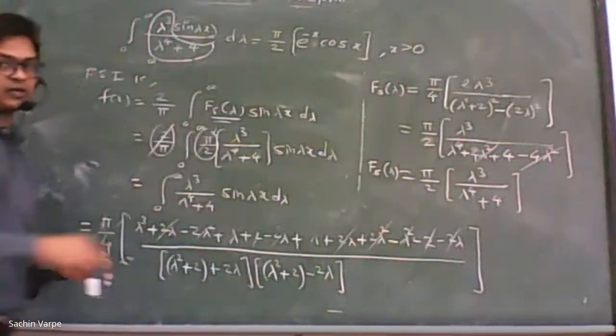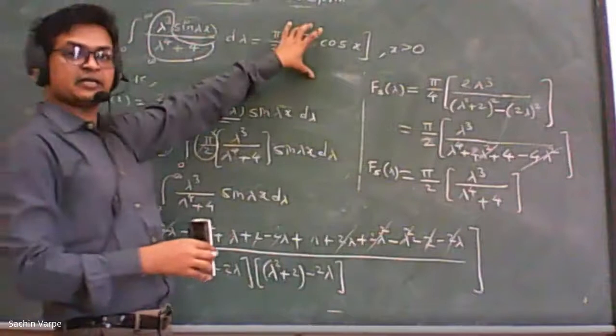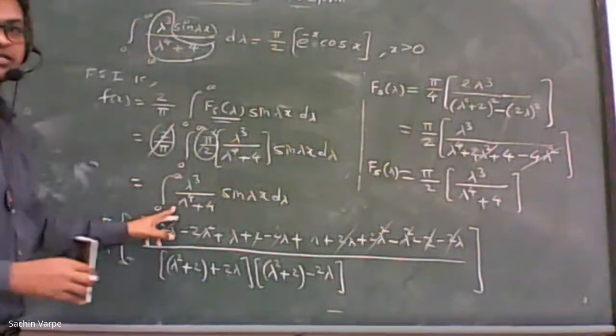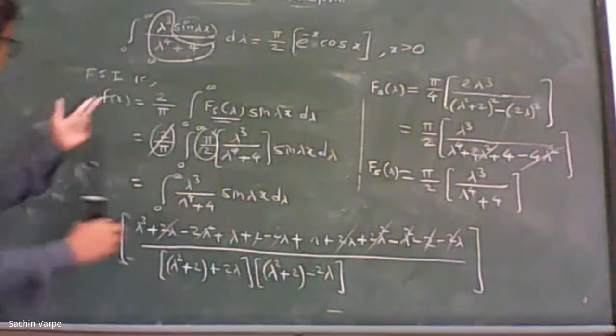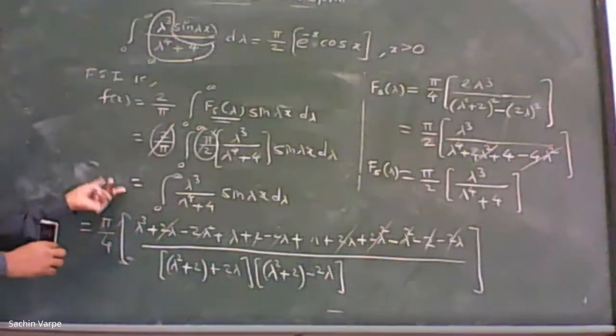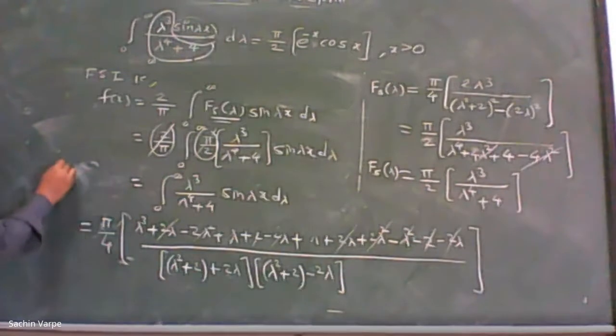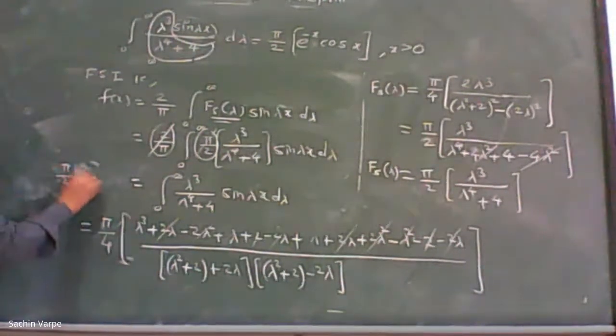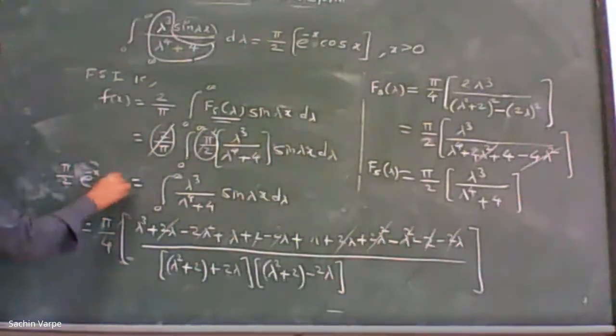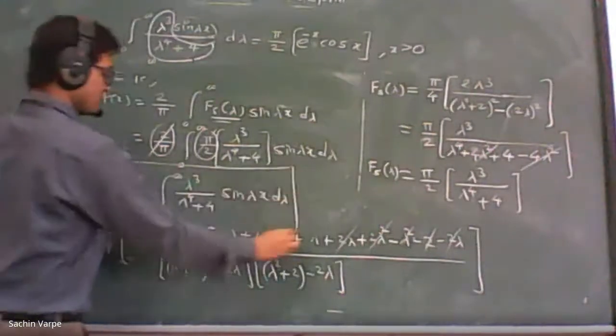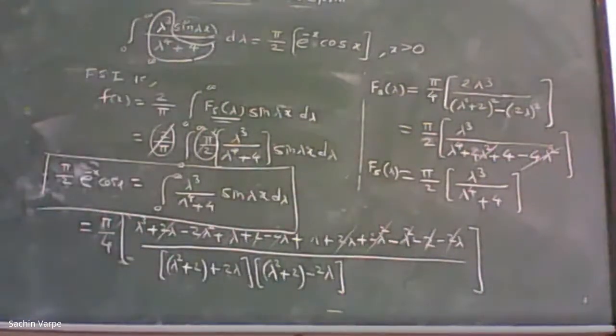the left hand side we are getting. We started with the right hand side, and now I'm getting the left hand side. You can check. What is my left hand side here? What is the value of f of x from where I started? So f of x is pi by 2 e to the power minus x cos x, isn't it? And that is the required result. You can check.